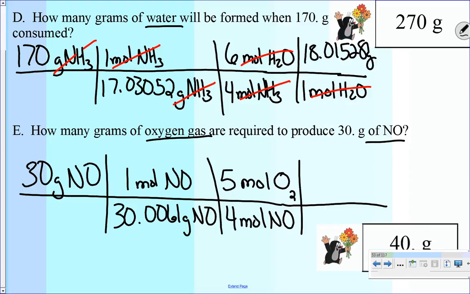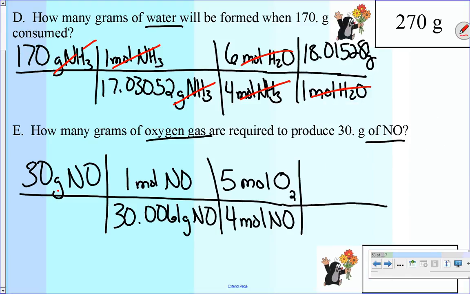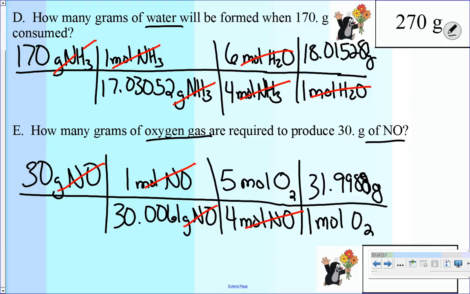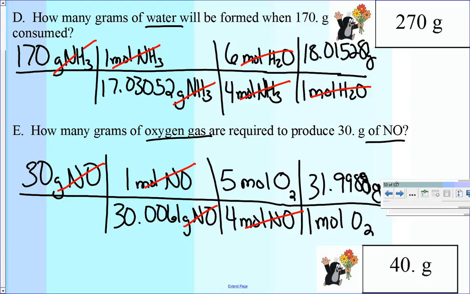And from here, we can kind of check where we're at. Grams of NO have canceled. Moles of NO have canceled. 1 mole of O2 has a mass of 31.9988 grams. That's our GFM. And when you do the math from that, you should get 40 grams.